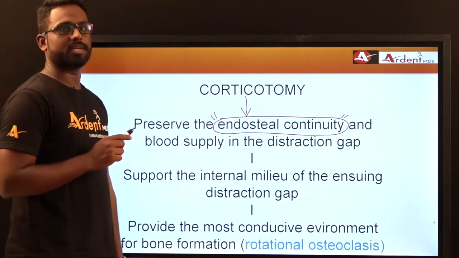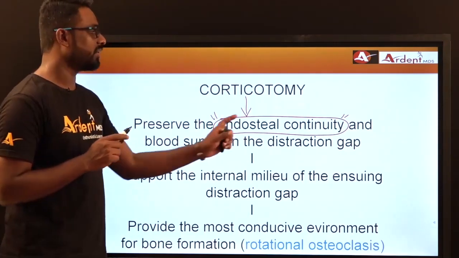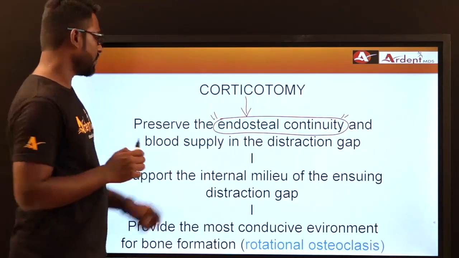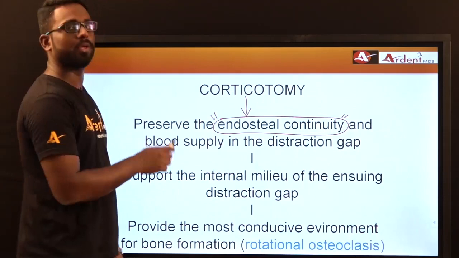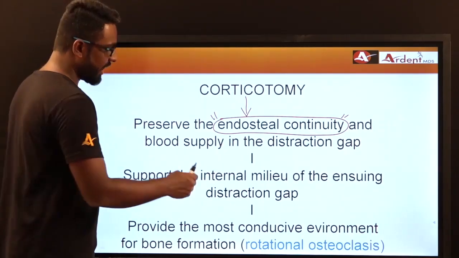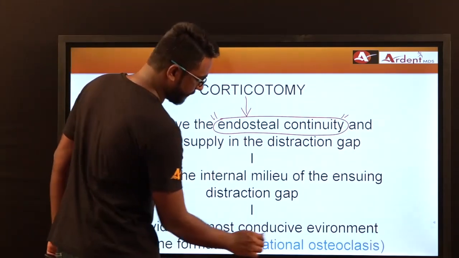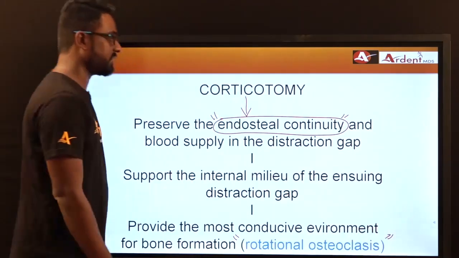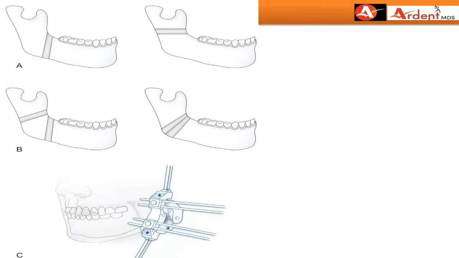So the main thing in distraction osteogenesis is that we have to say if the endosteal continuity is preserved. Then what happens? The internal milieu, that is the internal environment present there, changes and gets modified, and it is conducive for distraction to happen. That is known as rotational osteoclasis. So this is the mechanism that takes place.